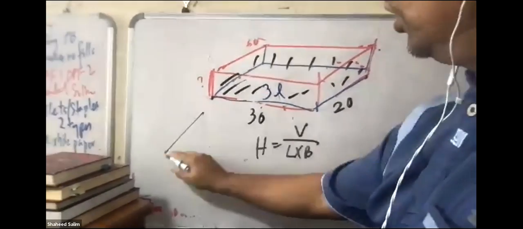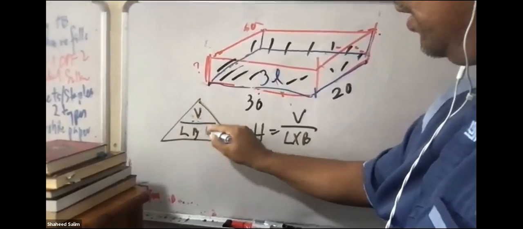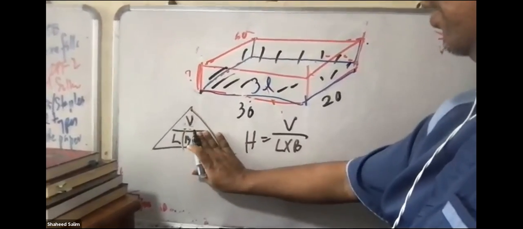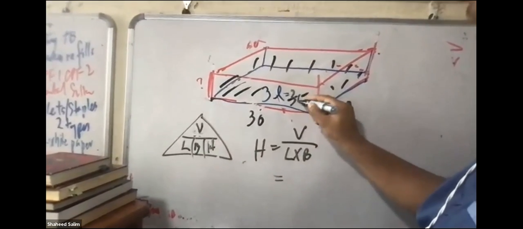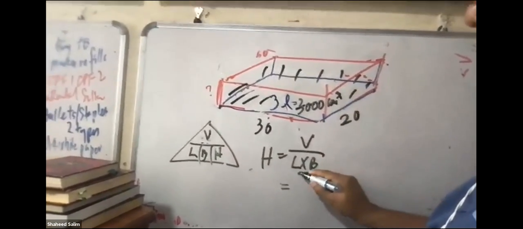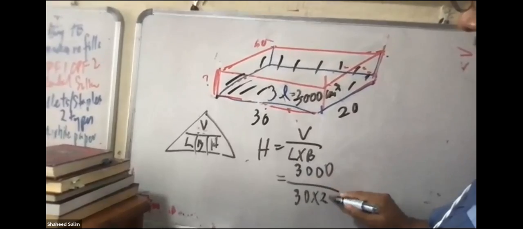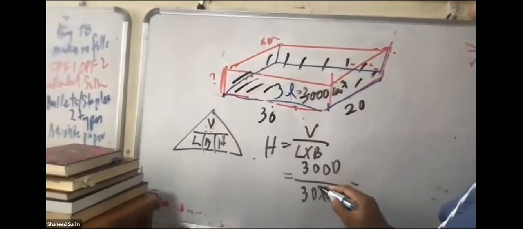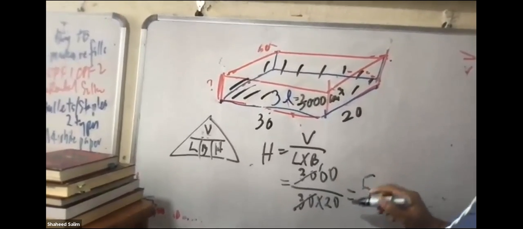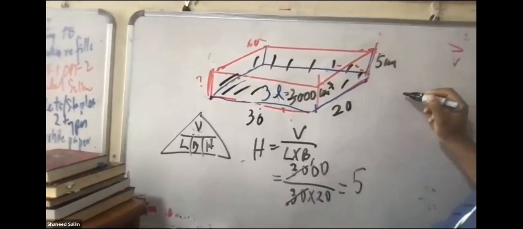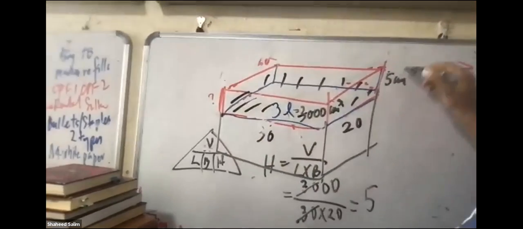See, how come I get this one? Look at your triangle. Length, breadth, height. You want to find the height, cover height. Volume over length times breadth. So volume is, this one is how many? 3 liters is 3,000 cm cube. So put 3,000 here over length 30, and then breadth is 20. When you divide, you cancel 30, you get 100. Then 100 divided by 20, you get 5. So what does it mean? The height is 5. But remember, down here was 15.